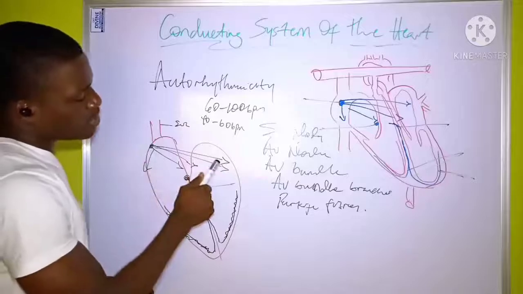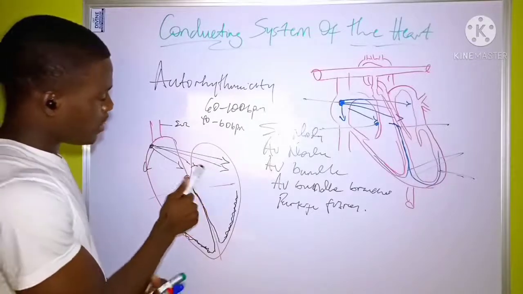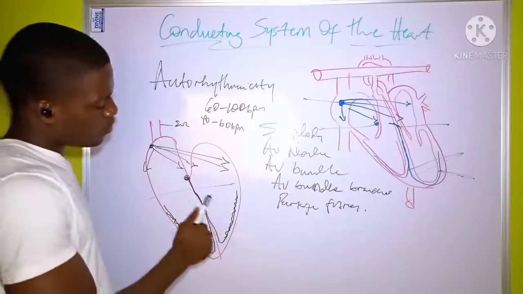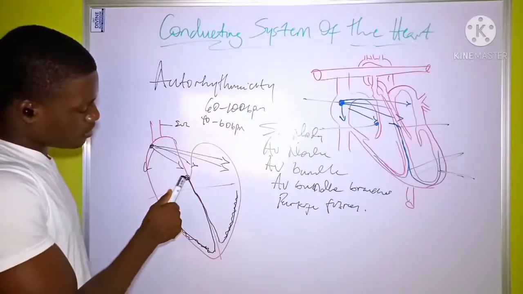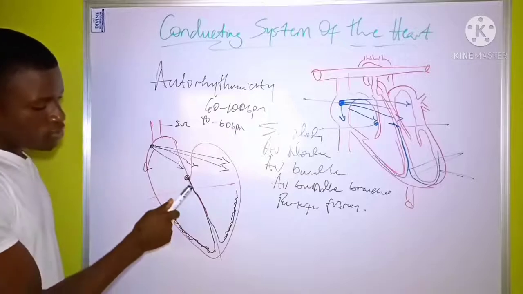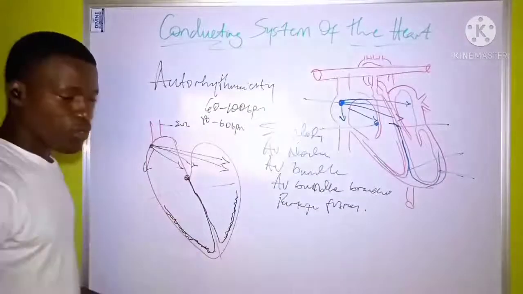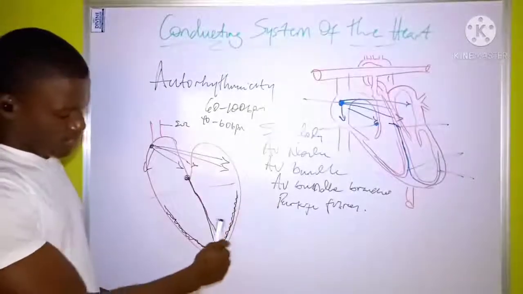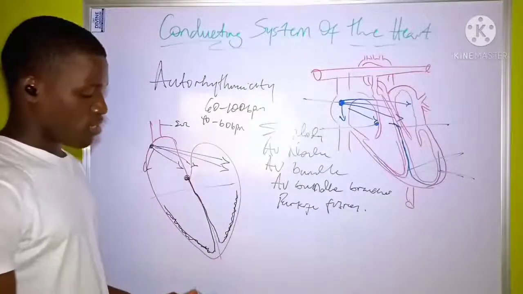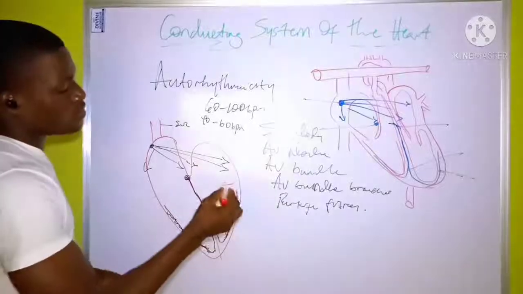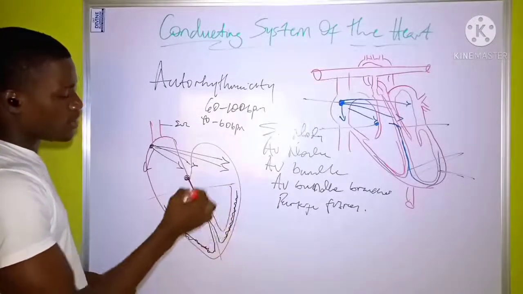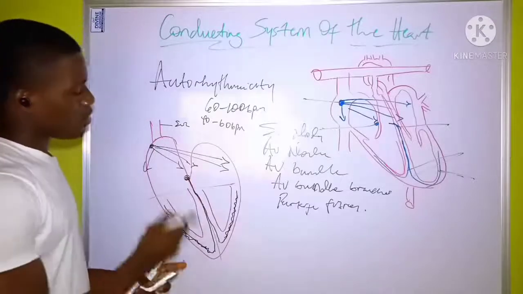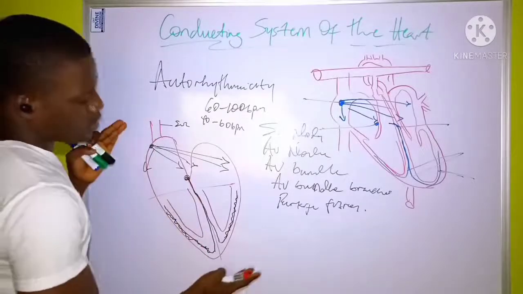Remember, impulse from the SA node causes contraction of the left and right atrium, causing it to empty its contents into the ventricles, and impulse from there goes to the atrioventricular node, then to the bundle of His, and from the bundle of His to the AV bundle branches, and from the AV bundle branches, that's left and right, it goes to the Purkinje fibers, which causes contraction of the left and right ventricles. So this is a sketch of the conducting system of the heart, an overview of it.